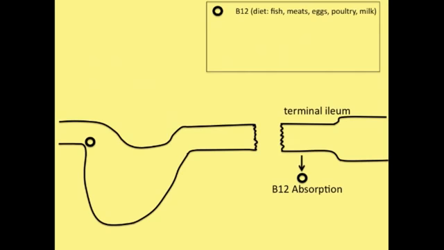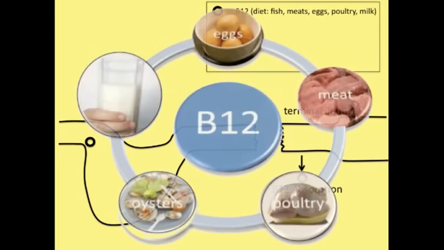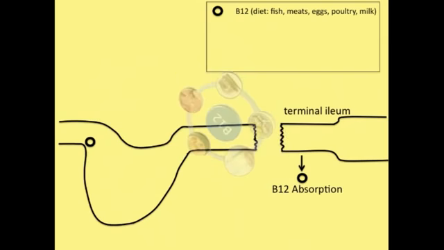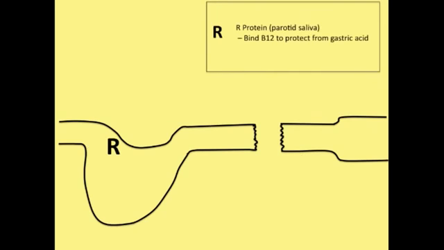So first, we have B12. So B12 comes from the diet. So the foods that are high in B12 include the following: fish, meats, eggs, poultry, and milk. So as you can see, this can be a problem for vegans. Now, I'm not a vegan, so I'm not really sure where they get their vitamin B12, but it's not from any of these sources.